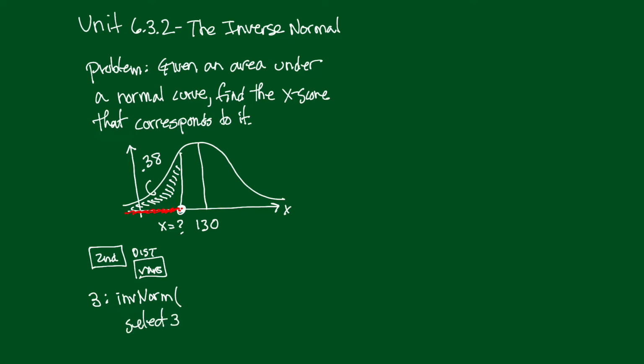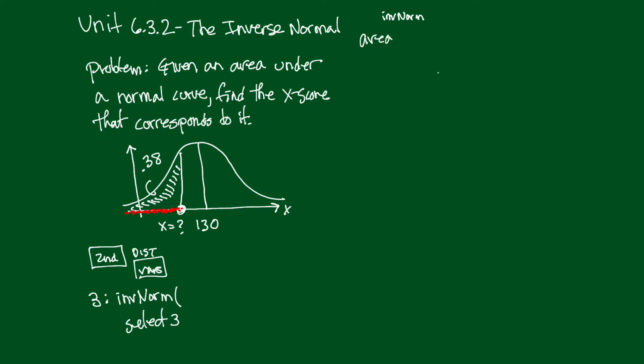So select number 3. Press enter. Scroll down and press enter, or type in the numerical key 3, and you'll get inverse normal. Now, what pops up on your screen is at the top, which we're used to seeing, it tells you which distribution you're using, and then asks for this.